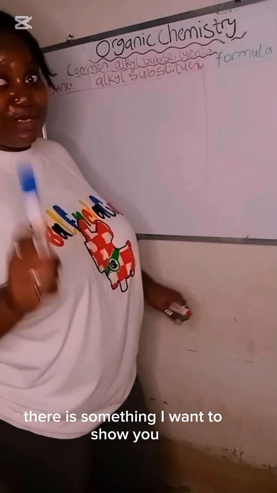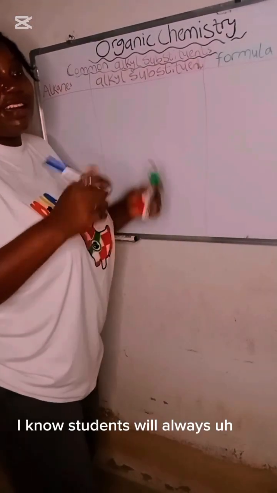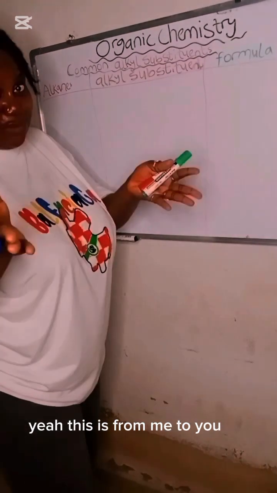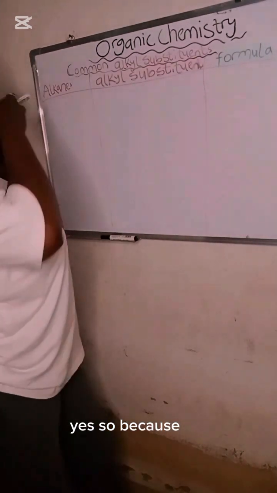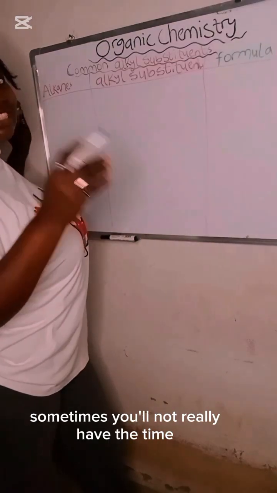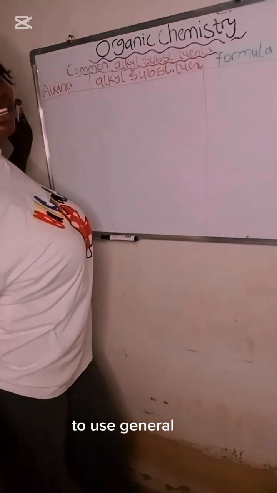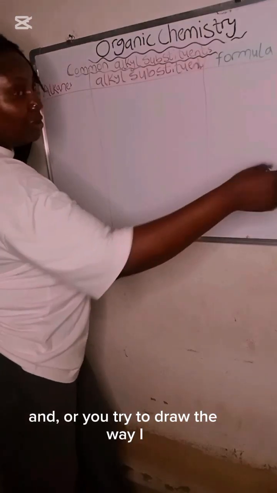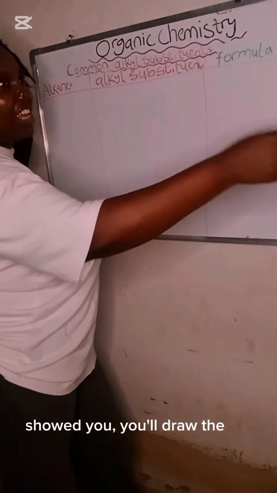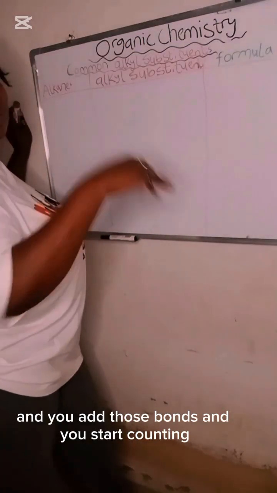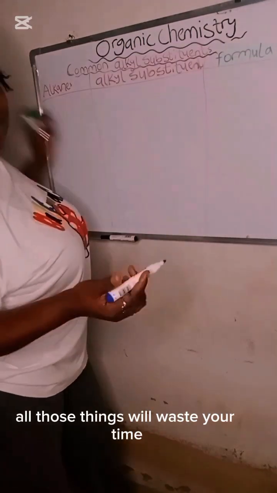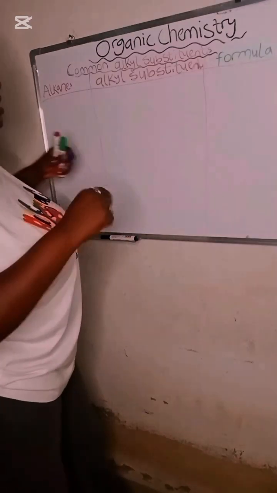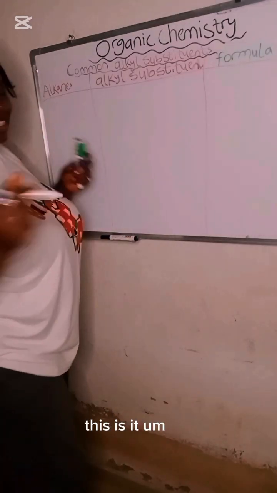There is something I want to show you. I know students will always look for the simplest way of getting something. This is from me to you. Sometimes you will not really have the time to use the general formula to do the calculations, or to draw the way I just showed you. You draw the carbon atoms and you add those bonds and you start counting. All those things will waste your time. So this is how I do mine.